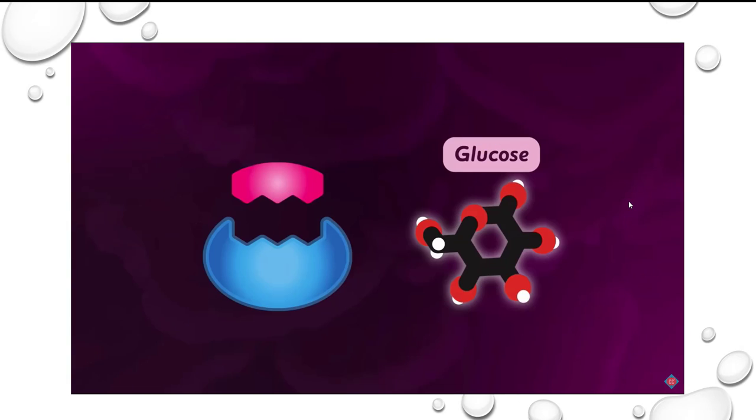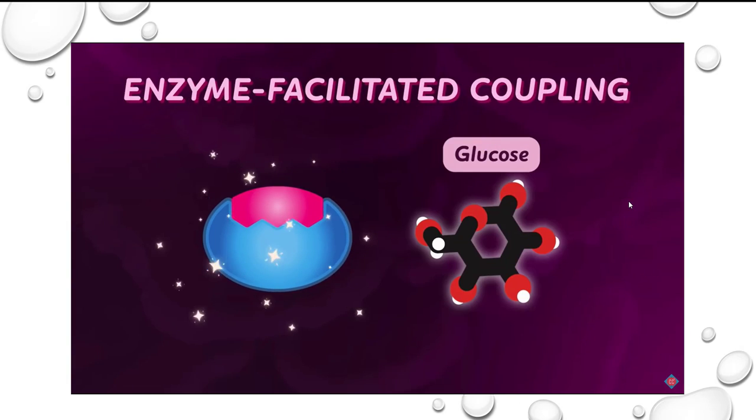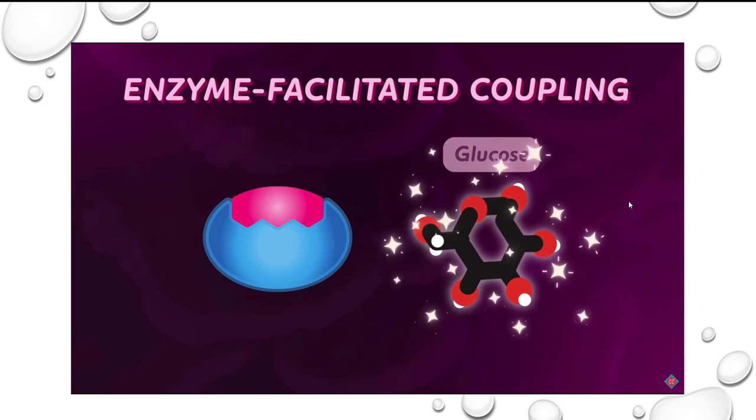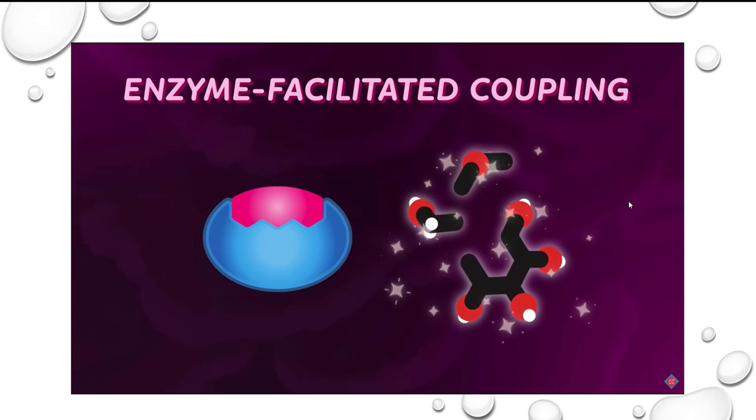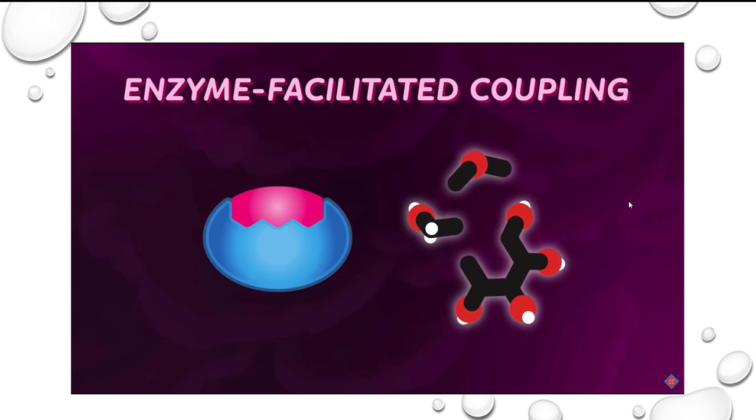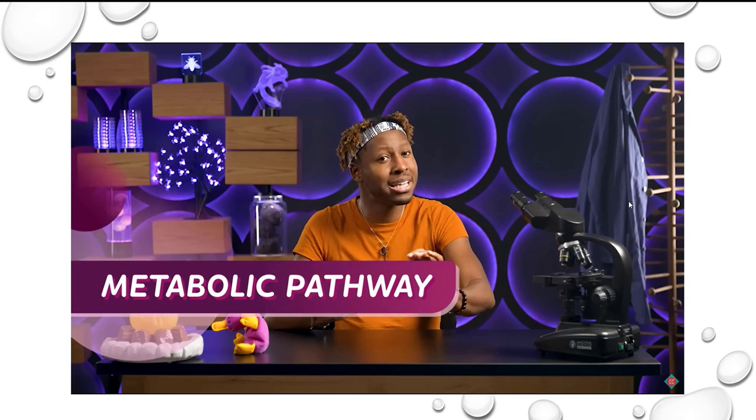Most living things on Earth rely on enzyme-facilitated coupling to break down the carbohydrate glucose and use it as a major source of energy. And that's just to name one example of many. Usually, we need more than one reaction to occur to build a complex molecule or to break it down. When a series of enzymes helps lower the activation costs of a series of chemical reactions in this way, we call it a metabolic pathway.